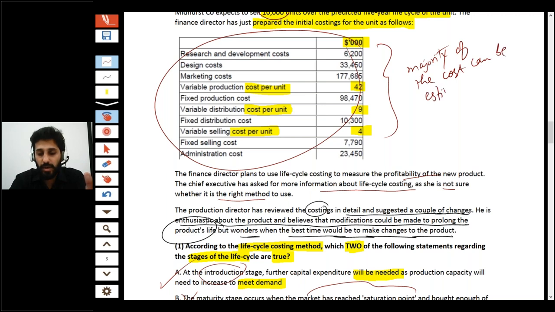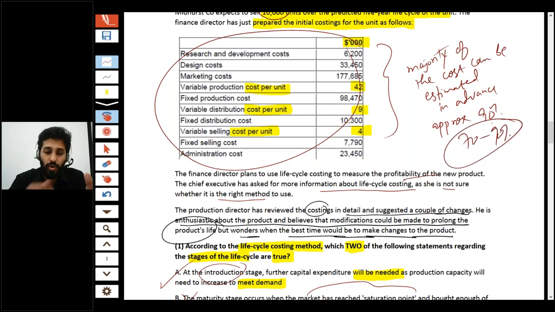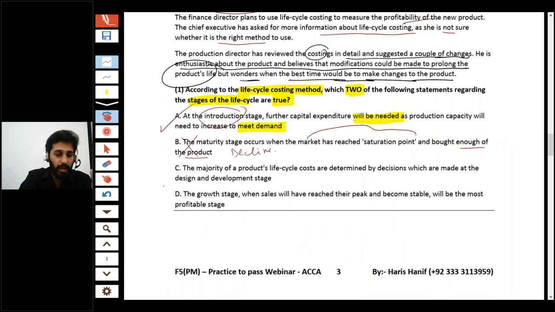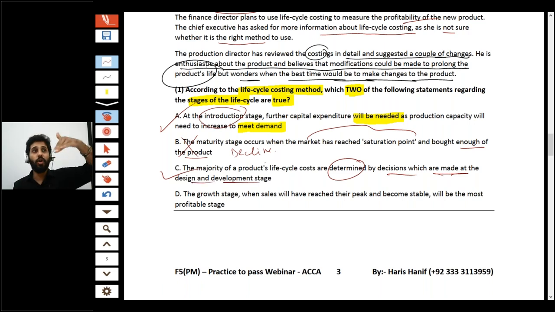Can be estimated in advance. It's approximately 90%. You can say 70 to 90%, right? So the answer is absolutely yes. The majority of the product lifecycle costs are determined by the decisions which are made at the design and development stage, that this cost would be incurred, that cost would be incurred, that cost could be incurred. So approximately 90% of the cost can be estimated.